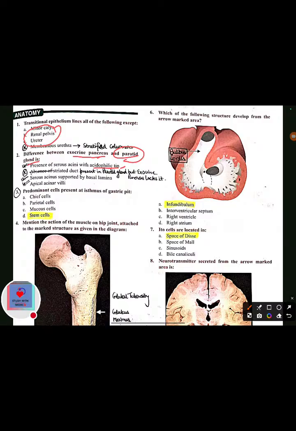Second option is absence of striated duct. See, striated duct is present in parotid gland, but exocrine pancreas lacks the striated ducts. So striated ducts are absent in exocrine pancreas. These are present in parotid gland. Serous acini supported by basal lamina. Apical acinar villi. Correct.